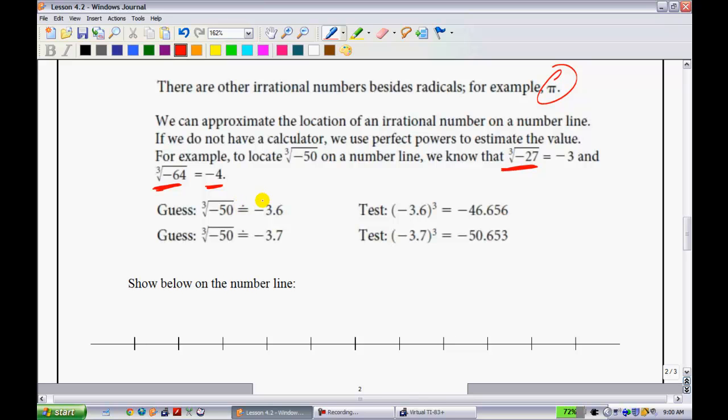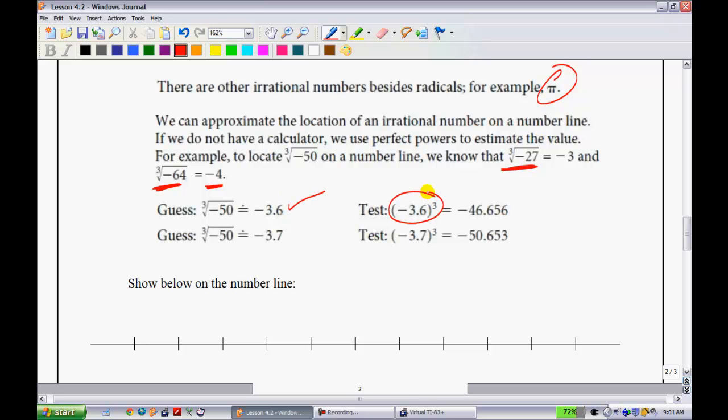The cube root of -50, I thought, well, since it's between -3 and -4, let's start with somewhere in the middle. So it looked to me like it was going to be slightly closer to the -64. 50 is obviously closer to 64 than the 27. So I started with -3.6, so that's this one right here.